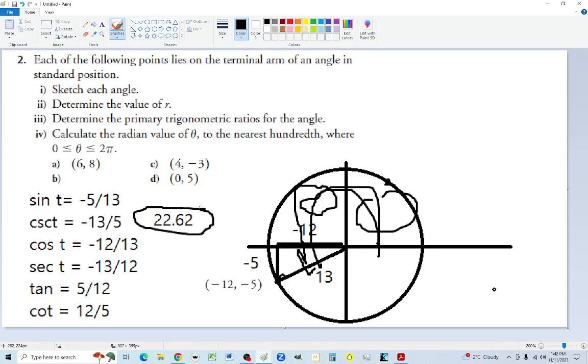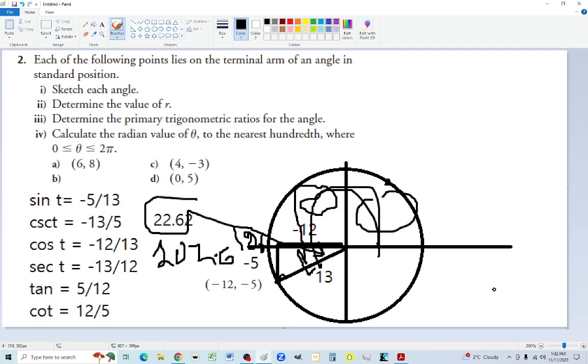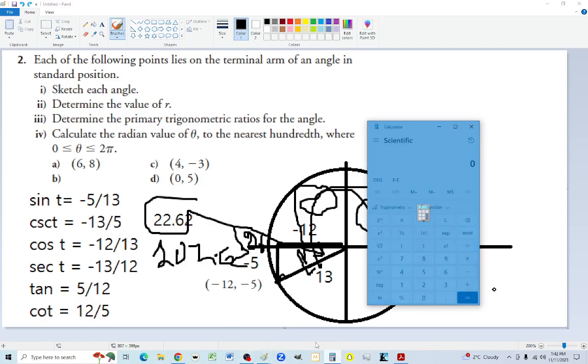And actually, you know what? That's my mistake. This 22.62 is the acute angle. I have to add 180. So the actual angle is 202.62. And that was proven when I had to use one of the negative numbers. It had to give me the proper value for that.